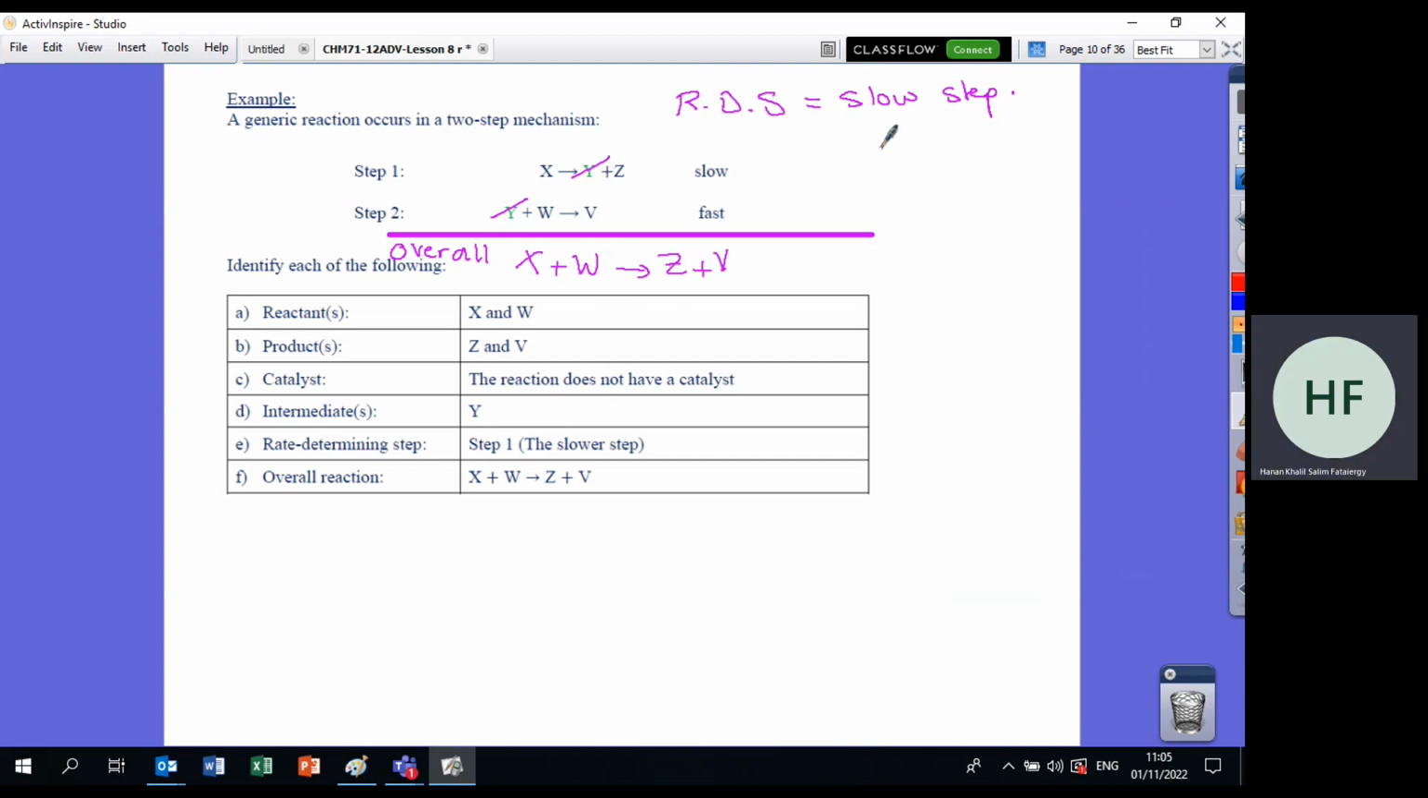Okay? Now here you will see there is something called catalyst. Usually you know that the catalyst is a substance that speeds up the reaction and it is not consumed in the reaction.